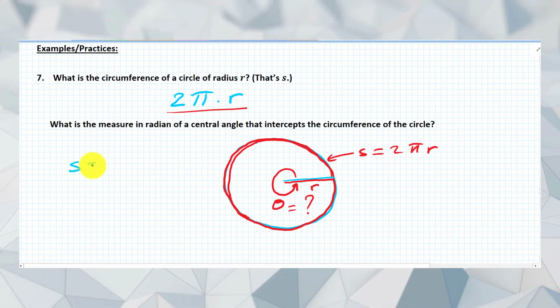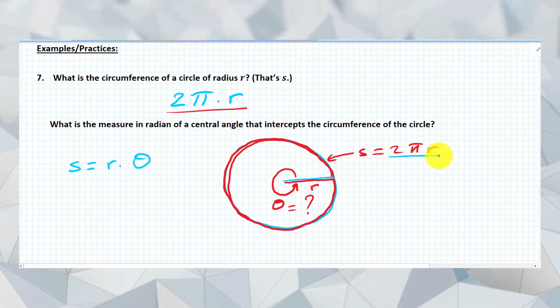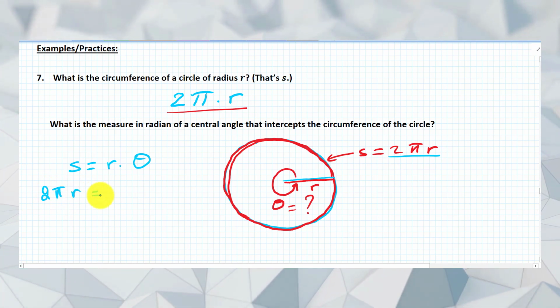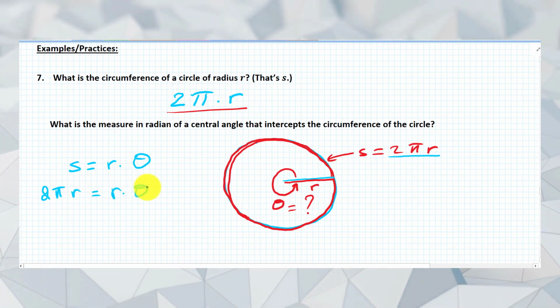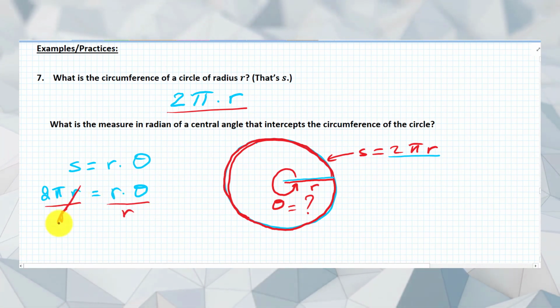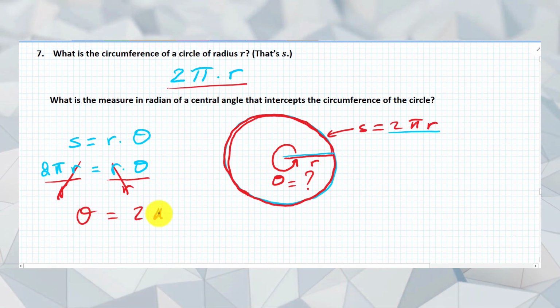The formula is S equals r times theta. S, we said, is the whole circumference of the circle. So it's 2 pi r equals r times theta. And now, if you divide both sides by r, what do you have? You have theta equals 2 pi.